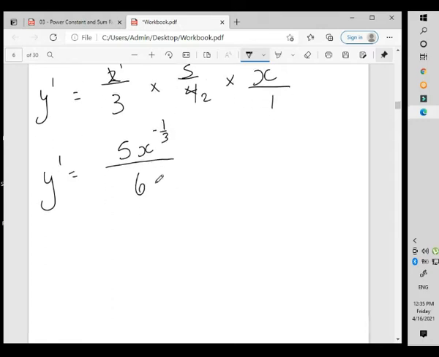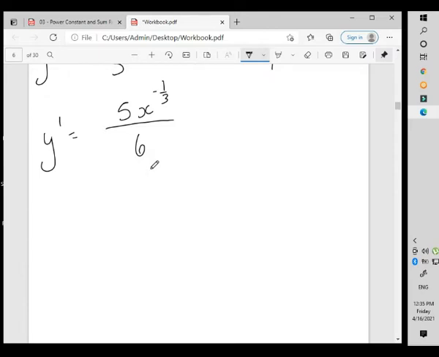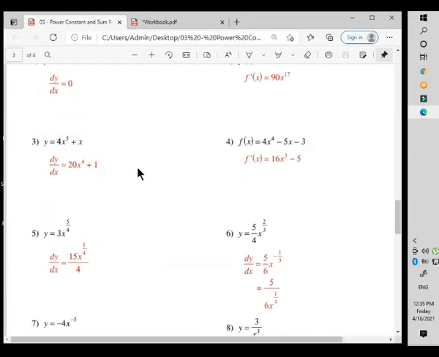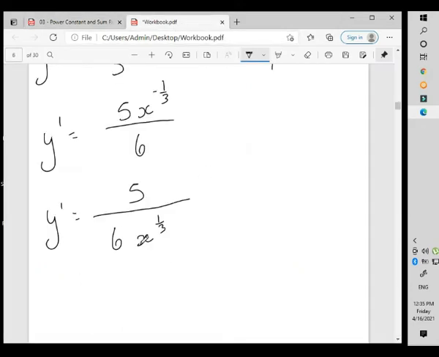Now you can't have a negative power as your answer, so we're going to take that down. So I have 5 divided by 6x to the 1/3. Alright, I'm not going to touch on that. I'm going to leave it how I believe this worksheet has it. Let me just check how they left it. Yeah, so they have it like that.